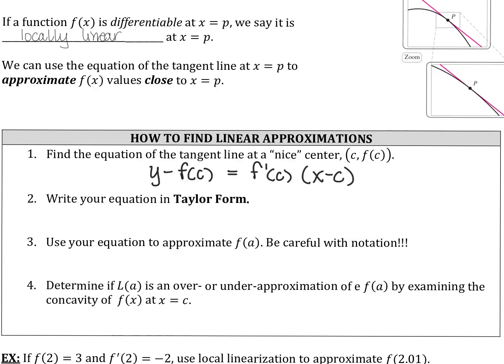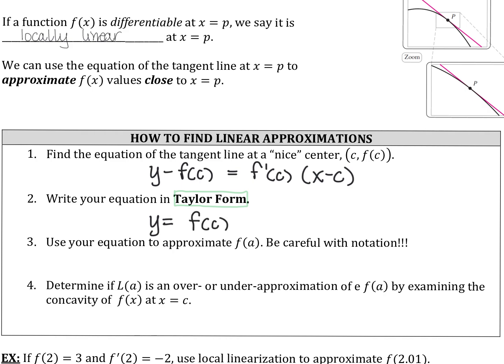Now, the next thing that you probably haven't really talked about before, we're going to talk about something called Taylor's form. Taylor was a mathematician whose forms we are going to use a fair amount, actually. And it's just another way to look at linear equations. Taylor's form really is not much different than point slope form, other than it takes the y value and moves it to the other side of the equation.